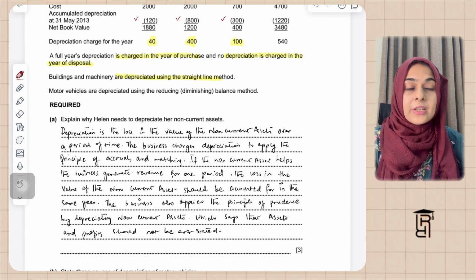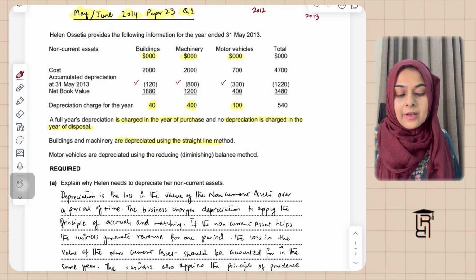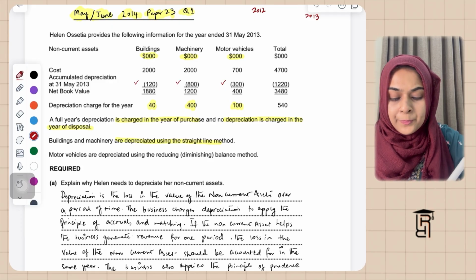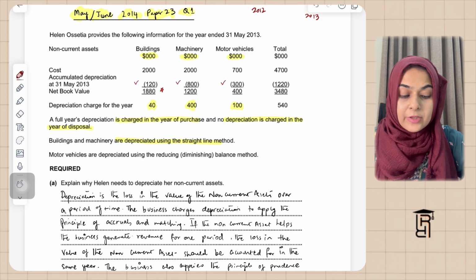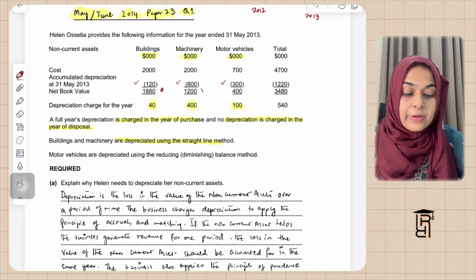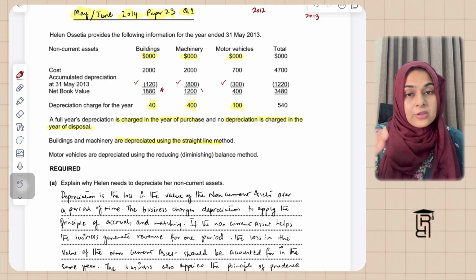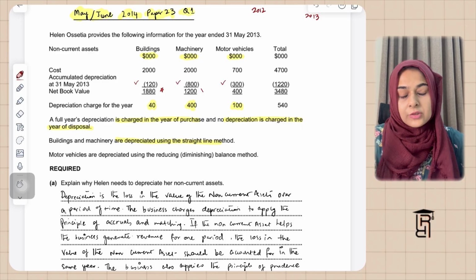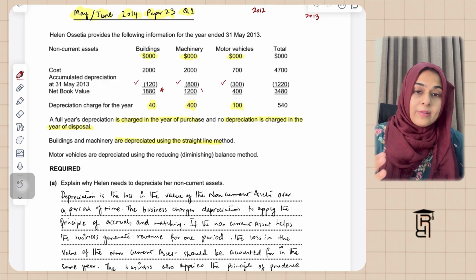Similarly, in the statement of financial position, you would value your non-current assets at net book value, because even if you look at the statement of financial position values that they have given you, these are at 31st May. We have valued buildings at $1880, and three zeros are common. For machinery, we have taken $1,200 as our net book value, and for motor vehicles, $400 is our net book value. So when we account for depreciation in the statement of financial position, we record our non-current assets at net book value, not their original cost.